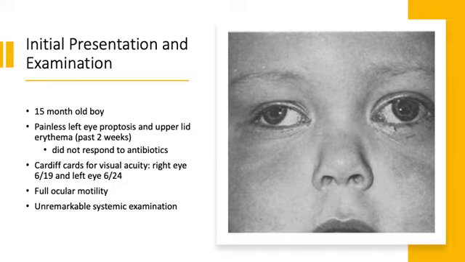IgG4-related disease can be associated with proptosis and inflammation, and the orbital disease is usually unilateral and can affect any part of the ocular adnexa, which would be the eyelid, orbital soft tissue, lacrimal gland, sclera, bone, etc.